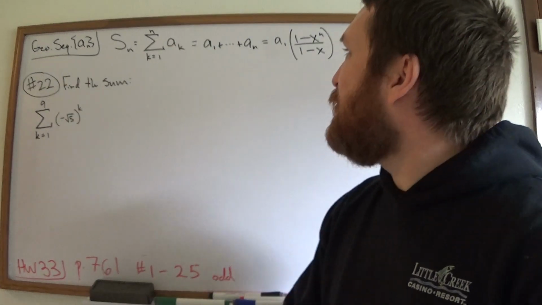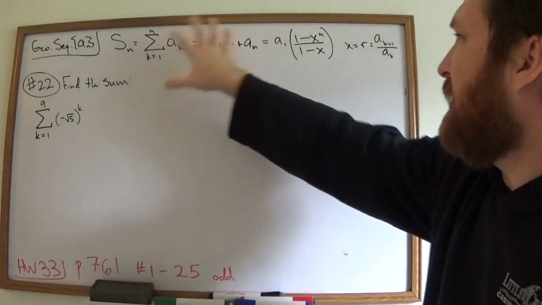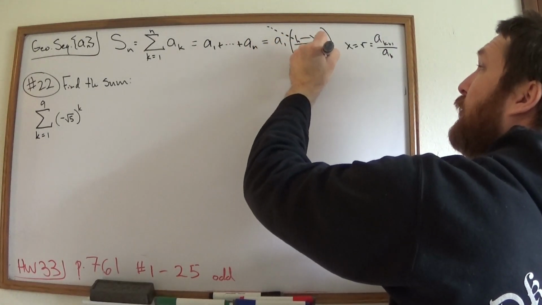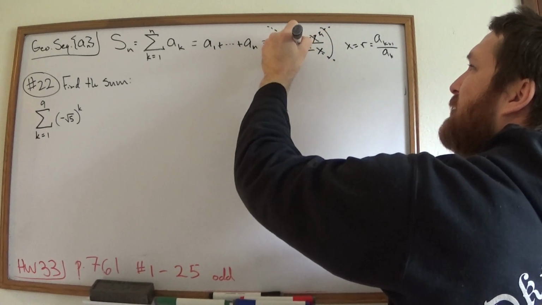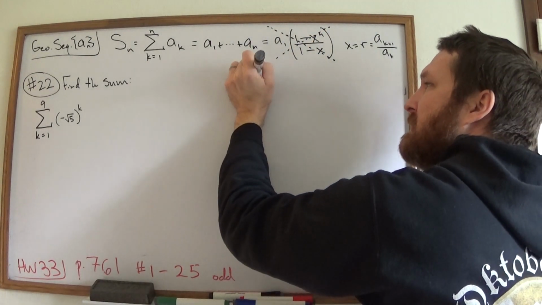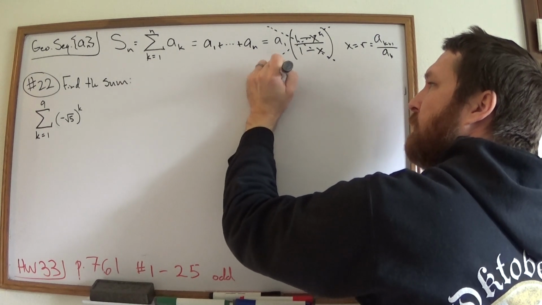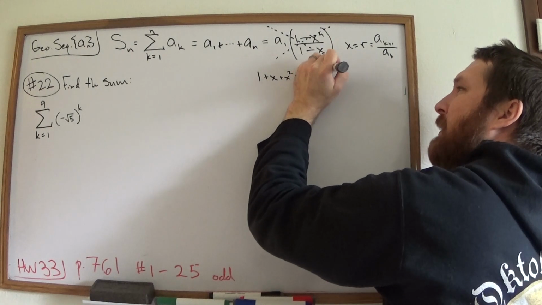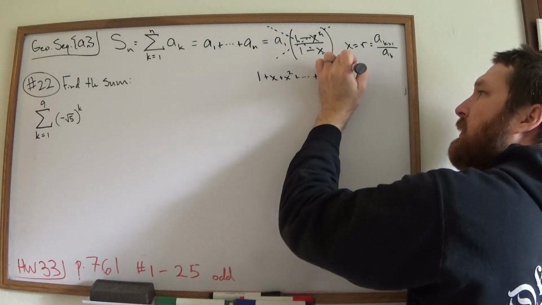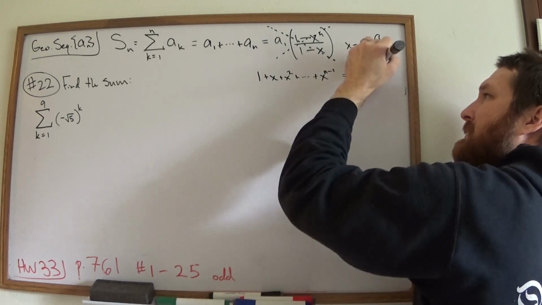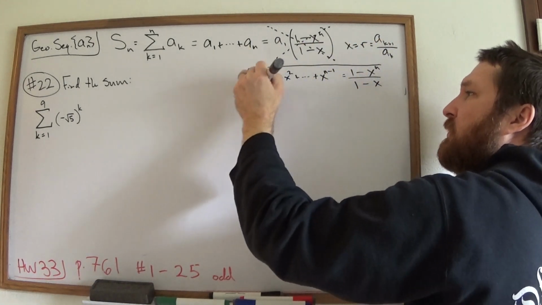I suggest that you do not think about it this way, that you have this formula. This is true, but I'm going to say don't think about it that way. What I'd rather you keep in your mind is this: 1 plus x plus x squared all the way up to x to the n minus 1 is equal to 1 minus x to the n over 1 minus x. This will be much more useful for you in the future.